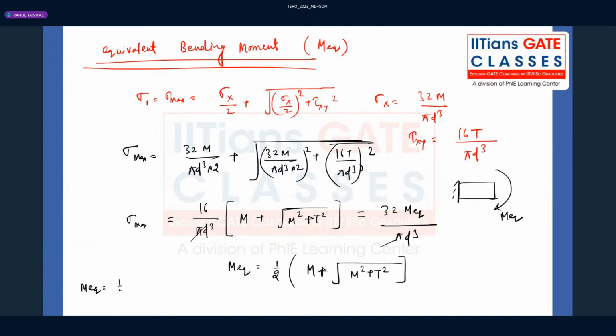Maximum normal stress theory. So half of m is what? 6 plus 10, so 16 divided by 2, that is equal to 8 kilonewton meter. That would have been the answer if they would have been asking m equivalent. Right? Make a note of it. So according to maximum normal stress theory or Rankine's theory, this is the m equivalent.